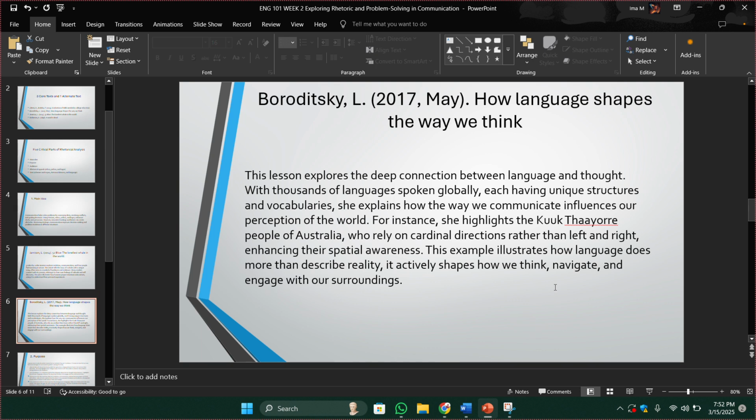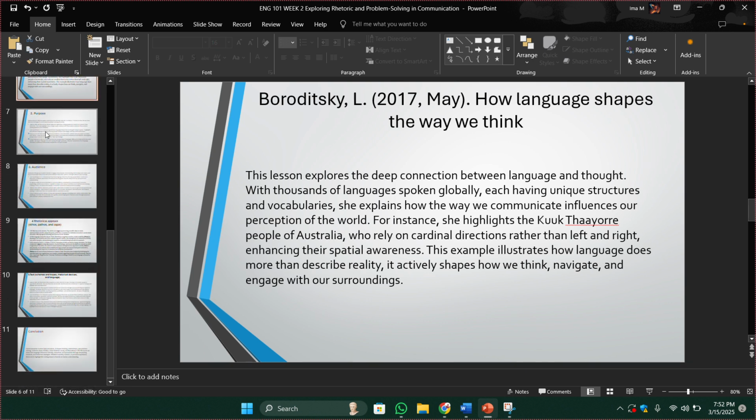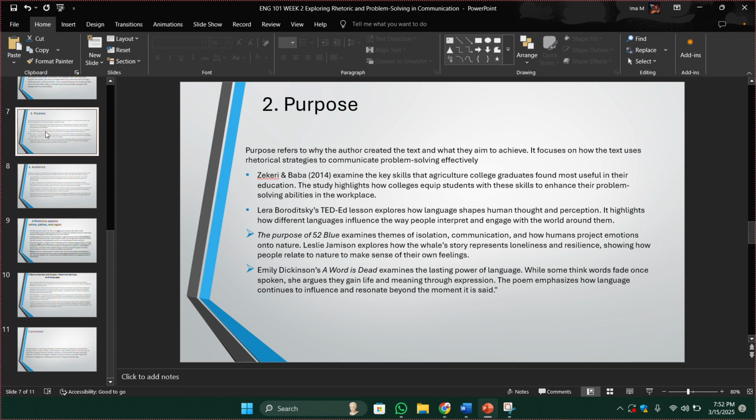She gave an instance of the people in Australia who use cardinal directions like east, west, north, and south instead of left and right, and this helps them to enhance their spatial awareness. So this is an example of how language describes our reality.